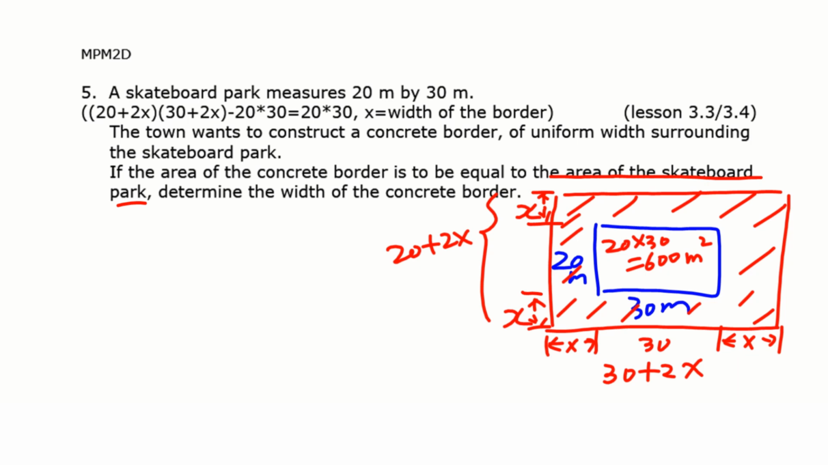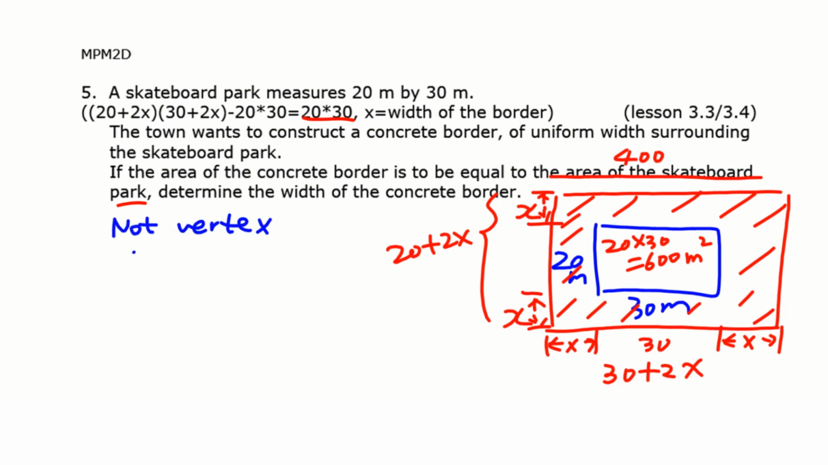So we use the bigger rectangle area, length times width, minus the inside 600, and it will give you the concrete border. And the concrete border area equals 600, it equals the inside. If this one gives you 400, then you need to set it equal to 400. So it's not always equal to the inside. Once you understand that equation, we are going to continue. It didn't say maximum or minimum, so not vertex.